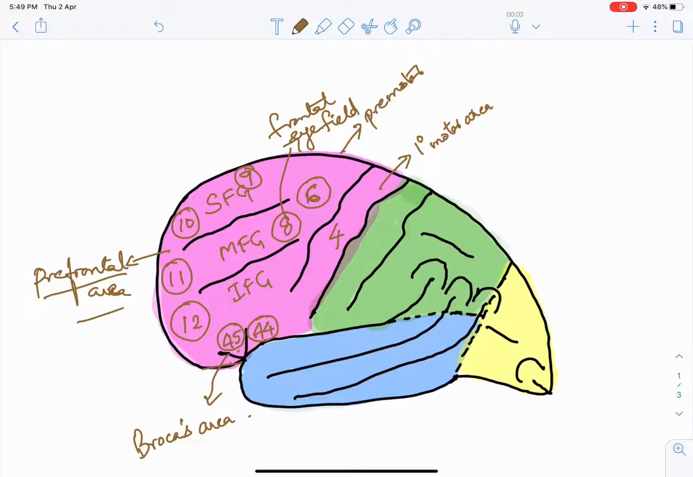It brings about the formation of words by the connection with the adjacent primary motor area. With the help of the connections with that, it helps in formation of the words. So if there is a lesion in Broca's area, what will happen? We will lose our ability to produce speech. That is called motor aphasia.